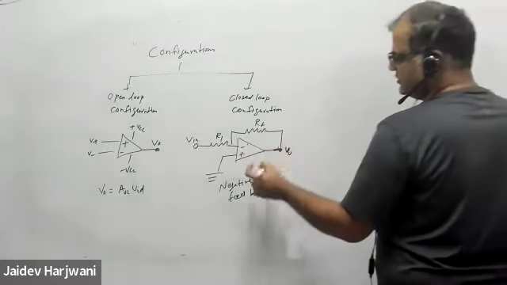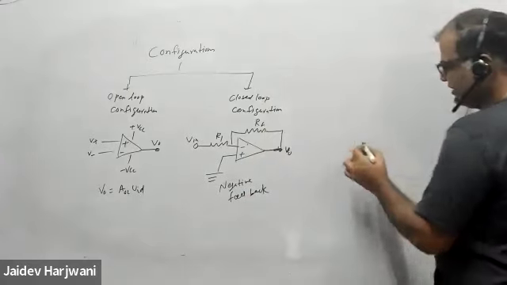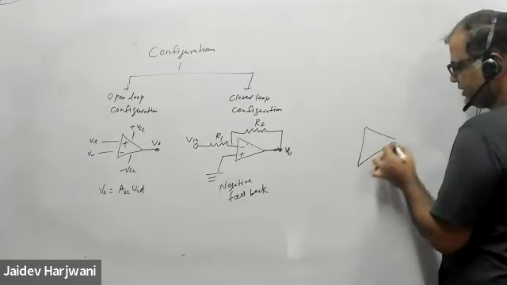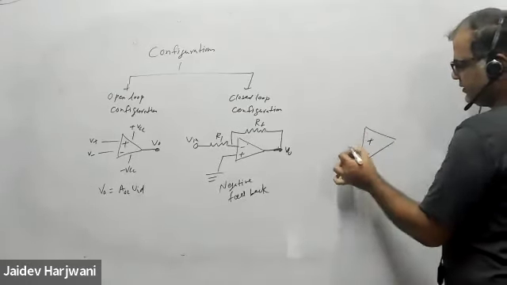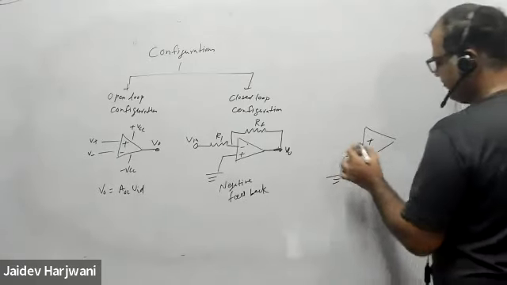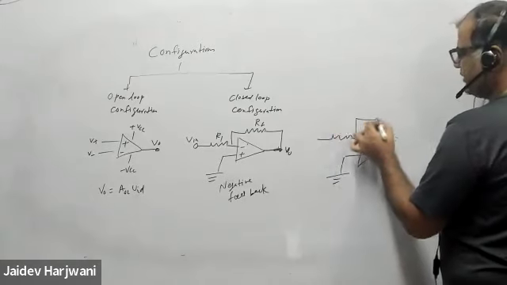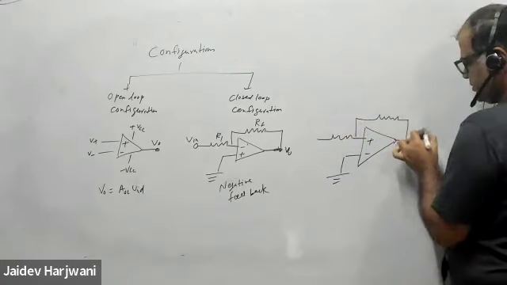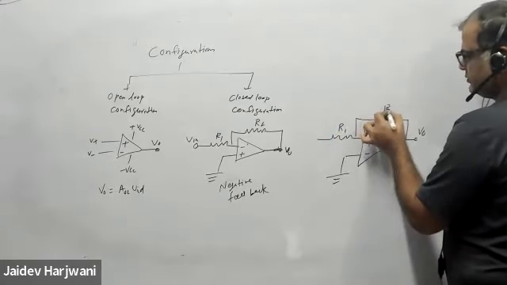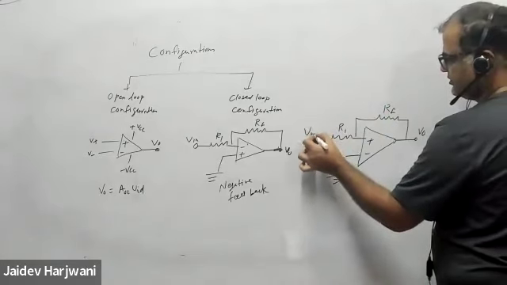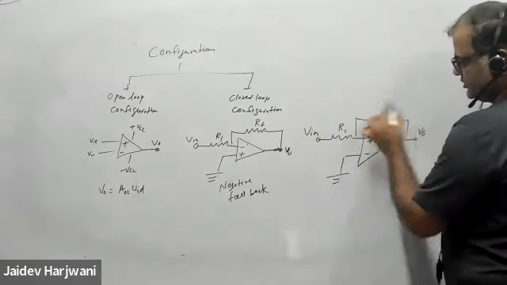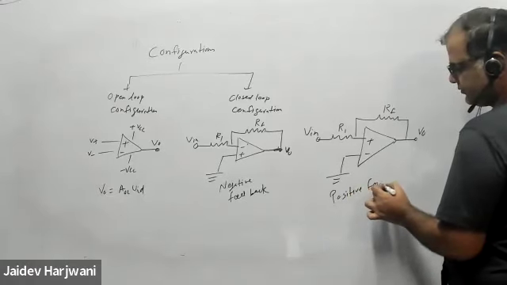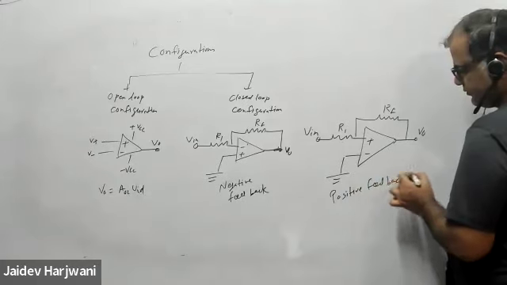So this is a closed loop with negative feedback. Now there is also positive feedback. That means feedback is coming to the positive terminal, the negative terminal is grounded, and you're applying some V input here. So this is an example of positive feedback.